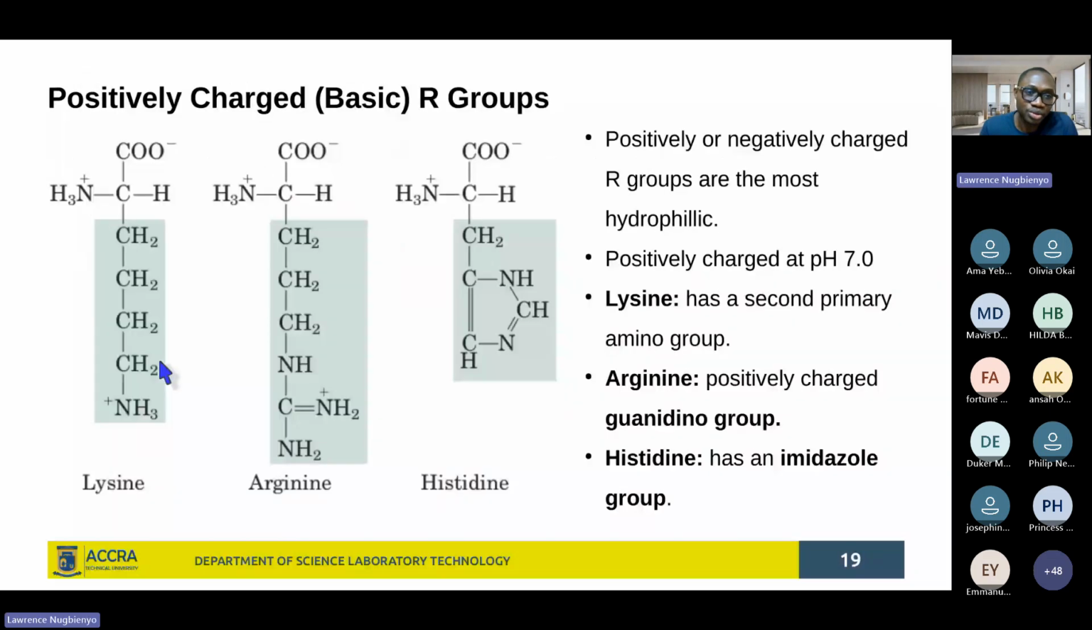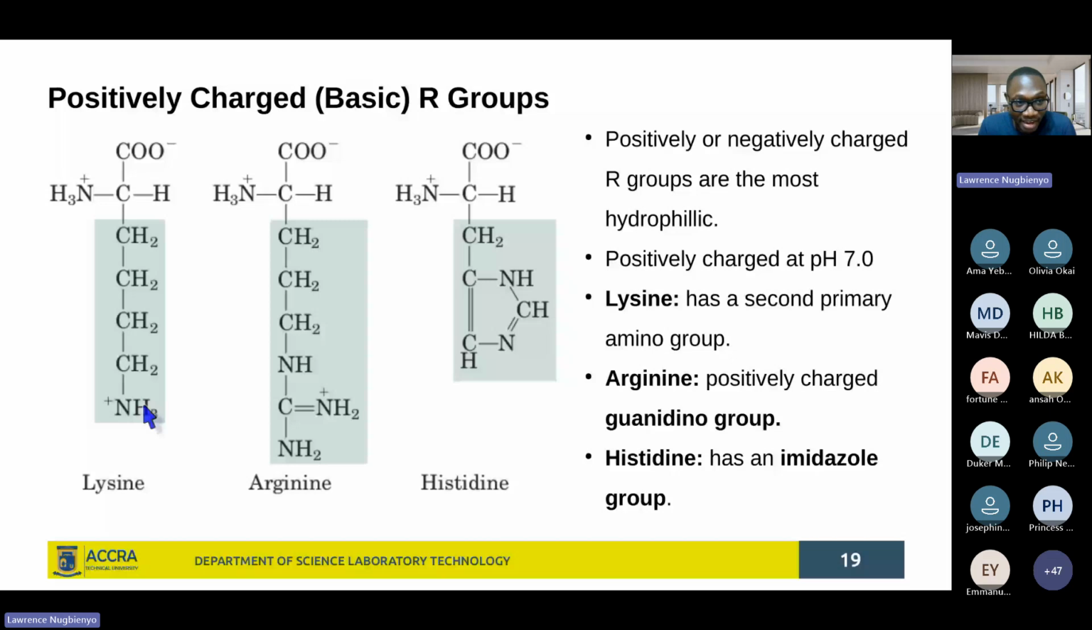When you go further now, you see positively charged or basic side chains. Now we see examples here. Lysine. Lysine has an extra amine group in it, which is carrying a positive charge. So that is what is responsible for the positive charge that the side chain carries.